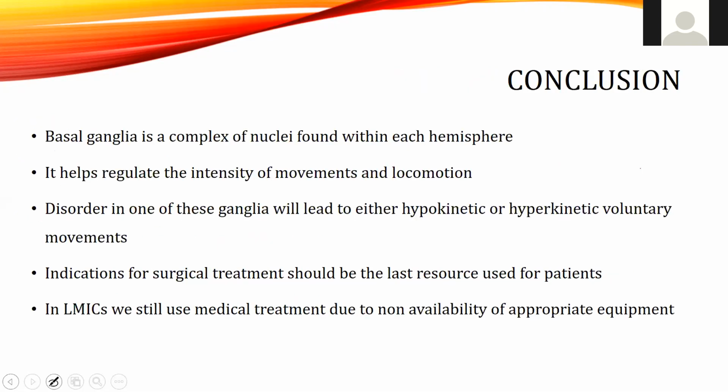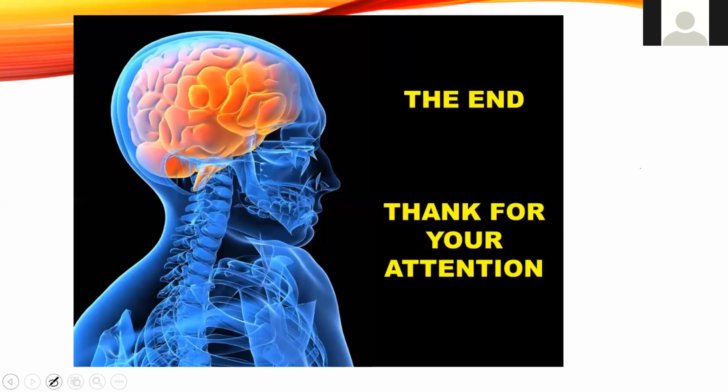To conclude, we say that the basal ganglia is a complex of nuclei found within each hemisphere. It helps regulate the intensity of movement and locomotion. A disorder of one of these ganglia will lead to either hypokinetic or hyperkinetic voluntary movements. Surgical treatment should be the last resort for patients. In LMICs like our country, we still use medical treatment due to non-availability of appropriate equipment. Thank you for your attention.